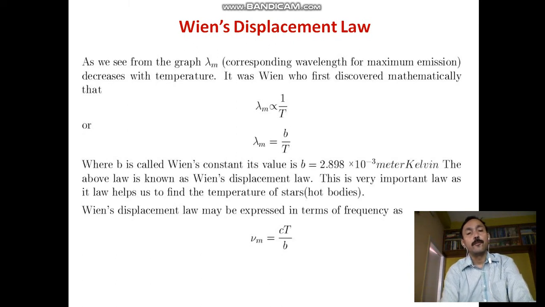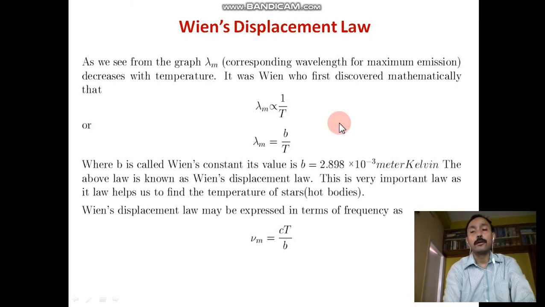As we see from the previous graph, lambda m, corresponding to the wavelength for maximum emission, decreases with temperature. It was Wien who first discovered mathematically that lambda m is directly proportional to the temperature, or lambda m is equal to b by T, where b is called Wien's constant and its value is 2.898 × 10^-3 meter Kelvin.